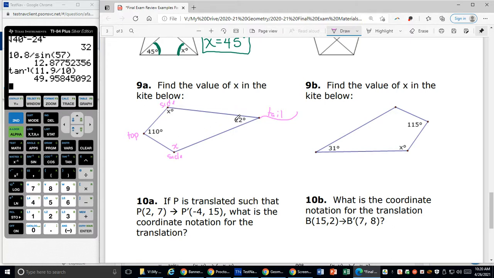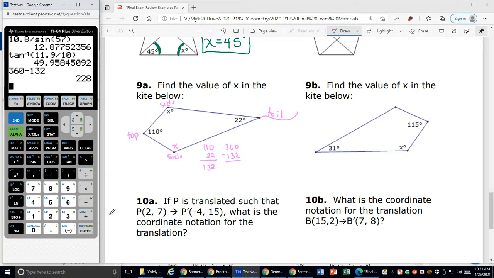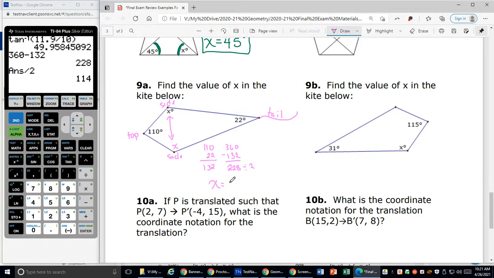The 4 angles in a quadrilateral add up to 360. So I'm going to take the 2 angles that I do know, my 110 and my 22, and add them together. And then I'm going to take that away from 360. 360 minus 132 is 228. Now that 228 has to be divided evenly into these 2 angles. So I'm going to divide it by 2, and I get that x equals 114 degrees.